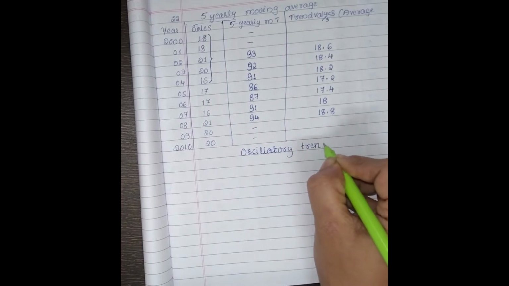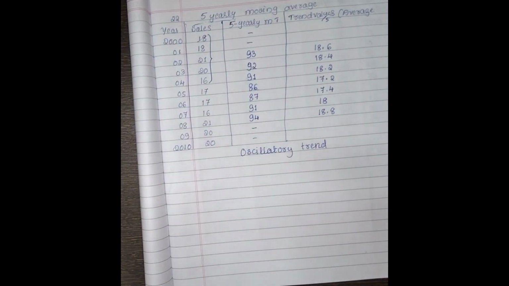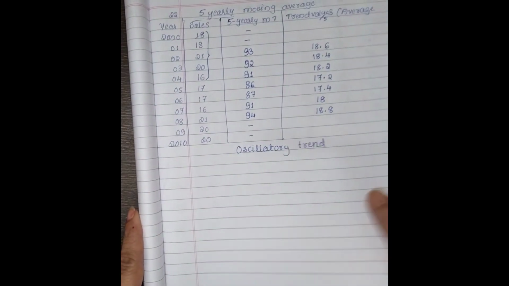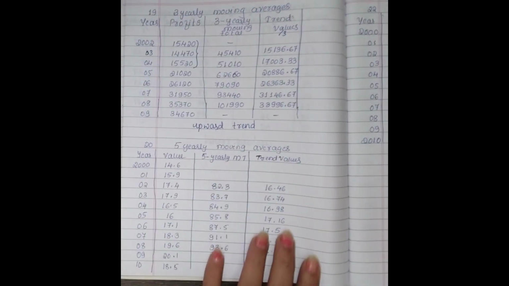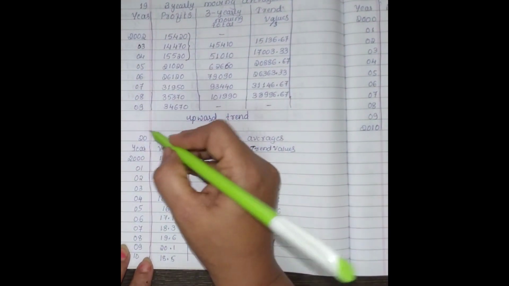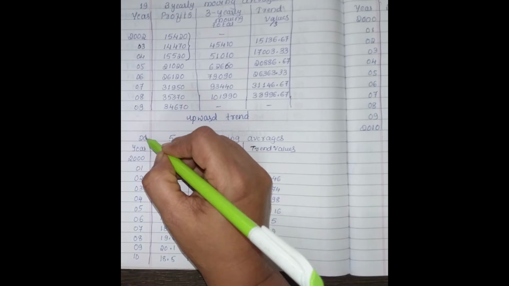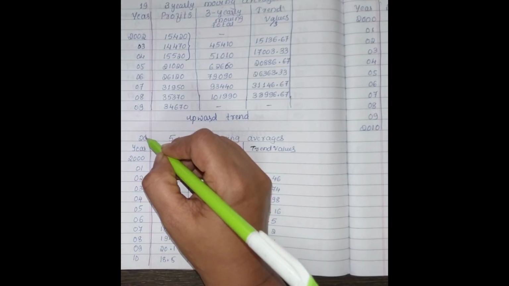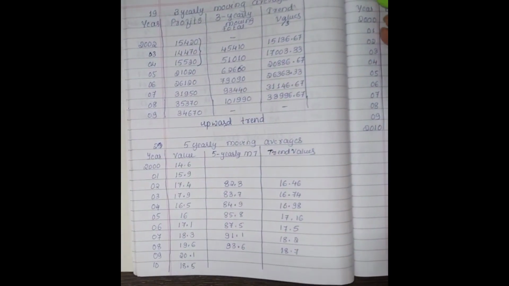Oscillatory trend. It is like a cyclical variation. Then the next one is number 21. The previous one is the 20th. Correct, it is the 20th. This one is the 21.